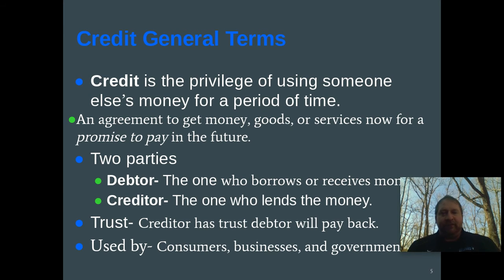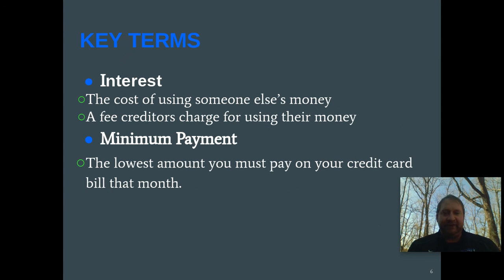Credit is a privilege of using someone else's money for a period of time. There's an agreement to get the money or goods now, and you're going to promise to pay it back in the future. So there's two parties involved. There's the debtor, the one who borrows the money, and then the creditor, the one who lends the money. Creditors are going to trust the debtor to pay the money back. This system of loans and finance charges, which we'll learn about in a little bit, is used by consumers, businesses, and even our government. We've talked about in the past, and that is known as the national debt.